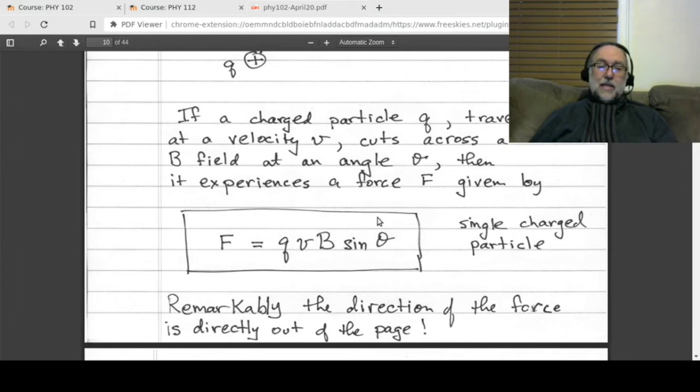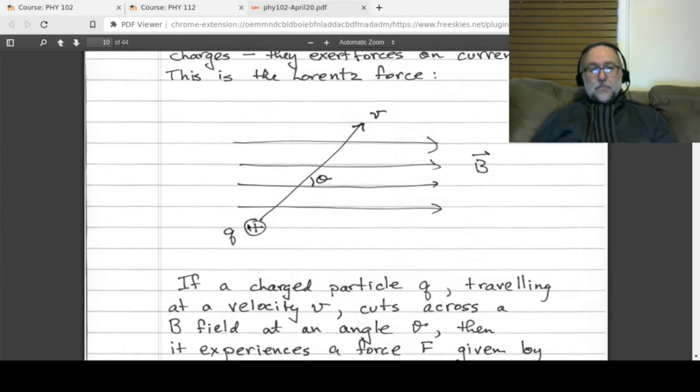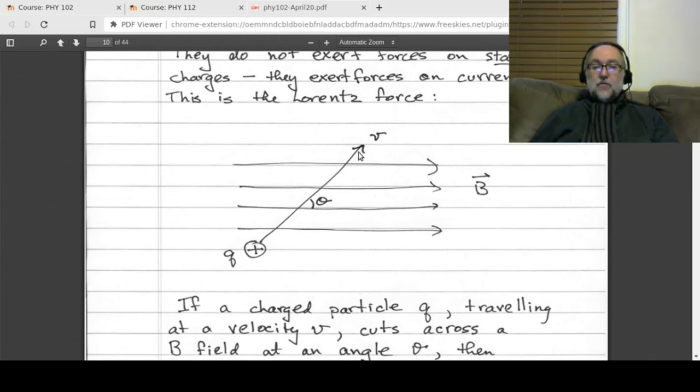But then there's also this other piece, the sine theta. The sine theta says that the force depends on the orientation between V and B. Let's look at our diagram again. The velocity is up this way and the B field is that way, and there's an angle of roughly 30 degrees. So here you would have sine of 30 degrees, which is a half. If the velocity were perpendicular to the B field, cutting directly across it, then theta would be 90 and sine of 90 is 1. That's when you get your maximum force. But what would happen if the velocity were right along the B field, so that both are collinear, pointing in the same or the opposite direction?